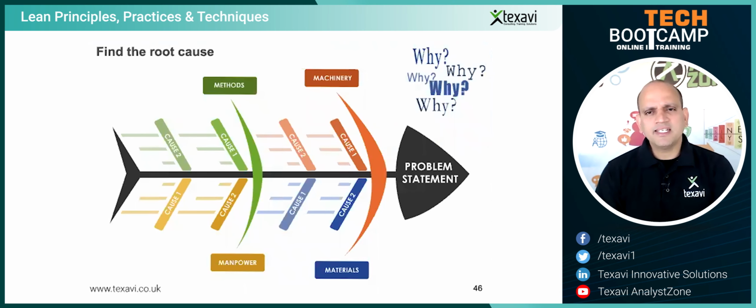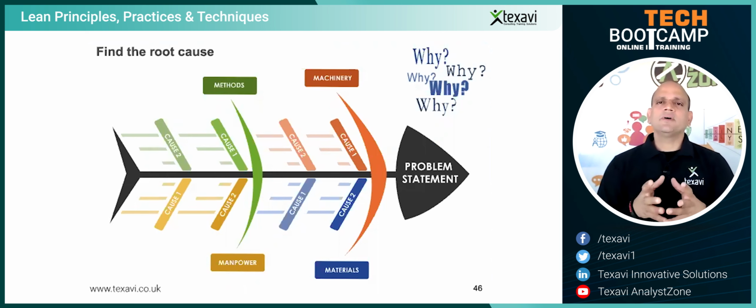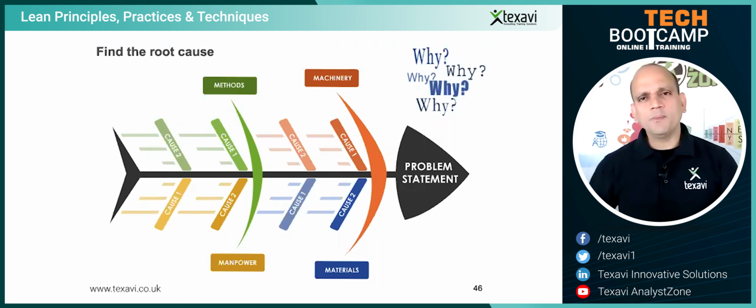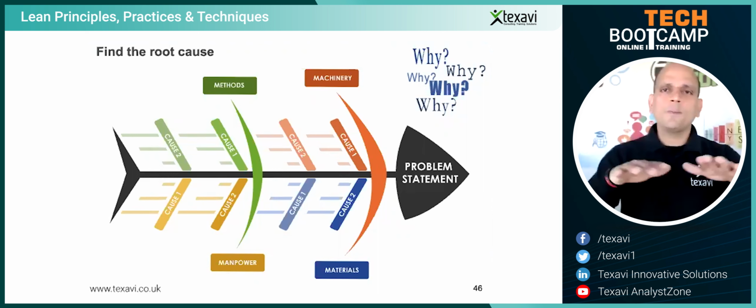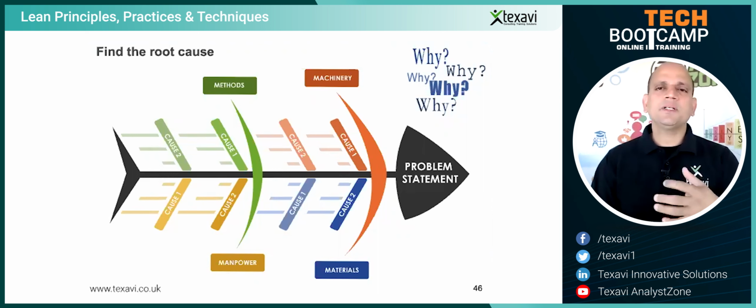This is one of the other techniques you might have come across, called the 5 Why technique, or even the Ishikawa, named after the person who created it, or fishbone diagram. There are different ways to do this, but basically it tries to get you to the root cause of any problem, why a certain thing is happening. You ask the question why to get to the real root cause of why something is happening.